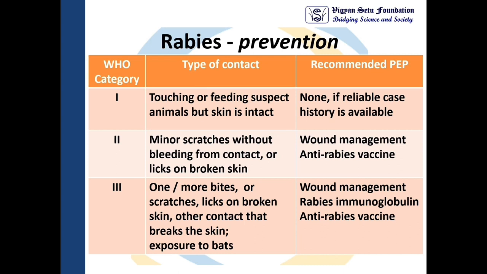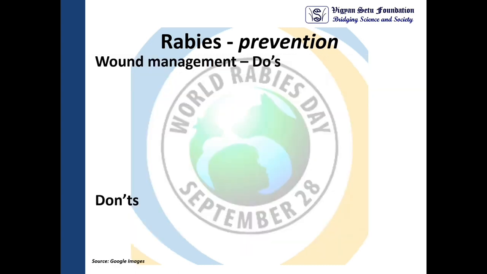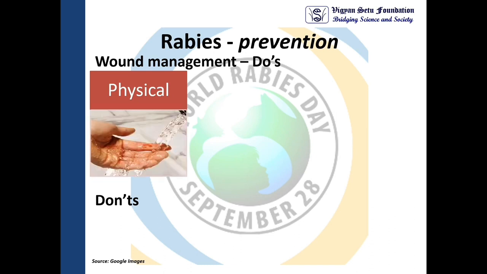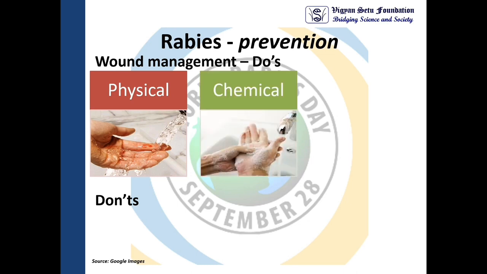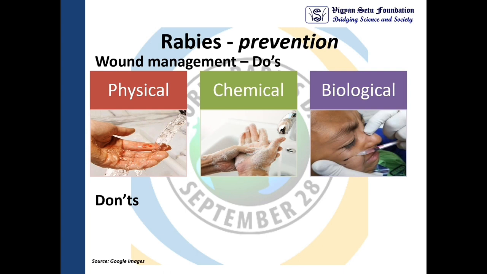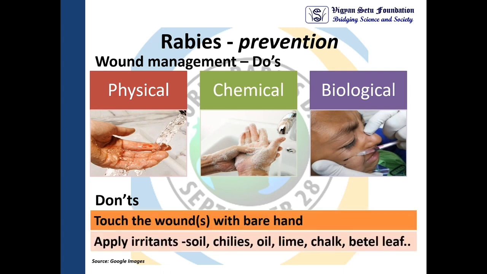In all the cases, you will see there is wound management. This wound management has certain do's and don'ts which are suggested for category 2 and 3. In do's, one needs to wash the wound under running water. Wash the wound with soap and water and apply the disinfectant. And in case of category 3 exposures, infiltrate immunoglobulin deep inside the wound. However, under any circumstances, one should not touch the wound with bare hands or apply any kind of irritant like soil, chilies, oil, lime, chalk, betel leaf, or something like that.